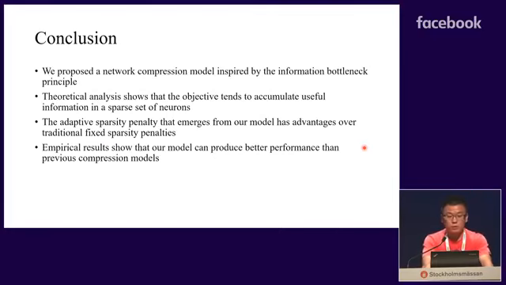So to conclude, we proposed a network compression model inspired by the information bottleneck principle, and theoretical analysis shows that the objective tends to accumulate useful information in a sparse set of neurons. And the adaptive sparsity penalty that emerges from our model has advantages over traditional fixed sparsity penalties. And empirical results show that our model can produce better performance than previous compression models.